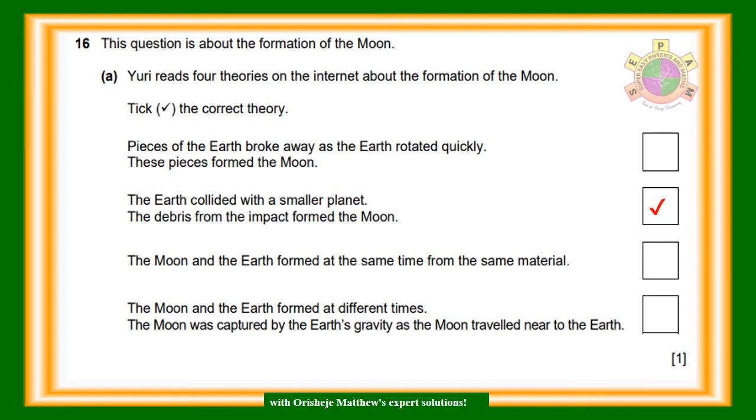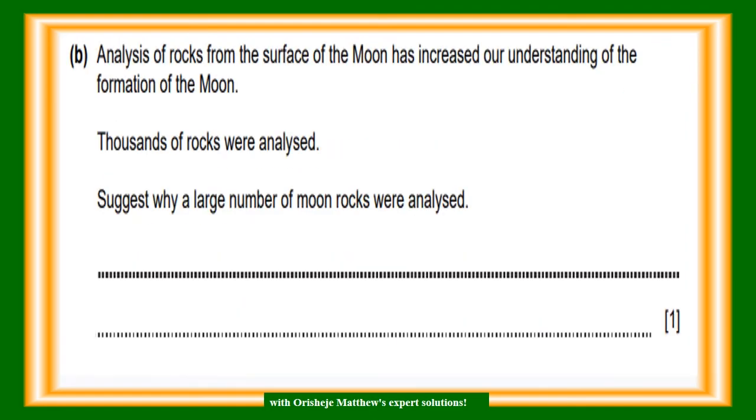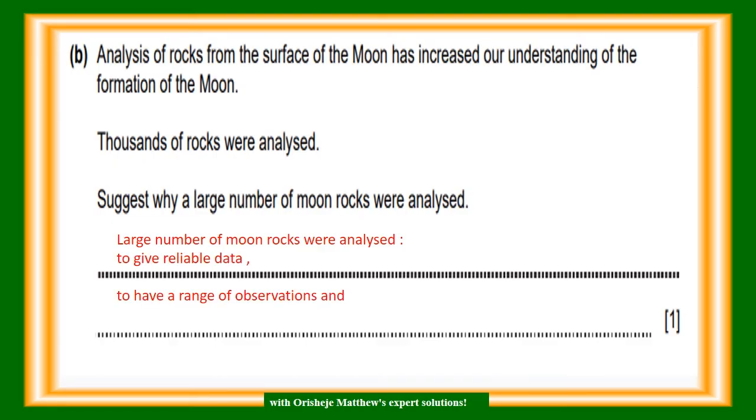Question 16b, analysis of rocks from the surface of the moon has increased our understanding of the formation of the moon. Thousands of rocks were analyzed. Suggest why a large number of moon rocks were analyzed. To give reliable data. To have a range of observations and to identify anomalous results. To identify a trend. To have a greater variety of observations. To make it a fair test or an accurate test.